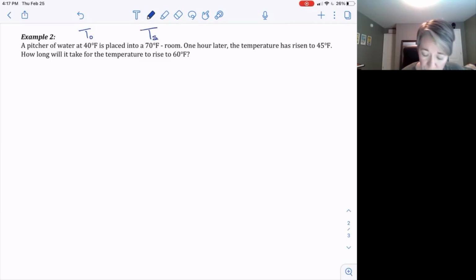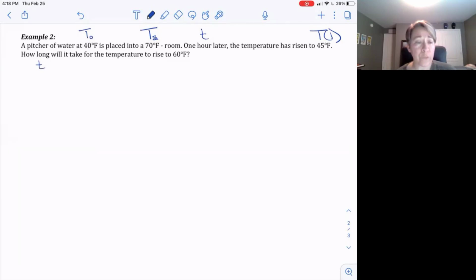1 hour later, that is our time. The new temperature has risen to 45 degrees Fahrenheit. So that is a new temperature after 1 hour. Then it's asking how long will it take for the temperature to rise to 60 degrees Fahrenheit. Here is a second time.